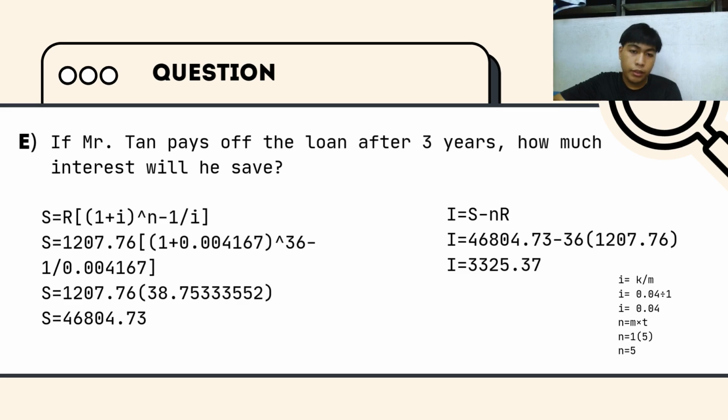46,804.73. To find the I, we will use the formula I equals S minus NR. I equals 46,804.73 minus 36 open bracket 1207.76 close bracket. The answer is 3,325.37.